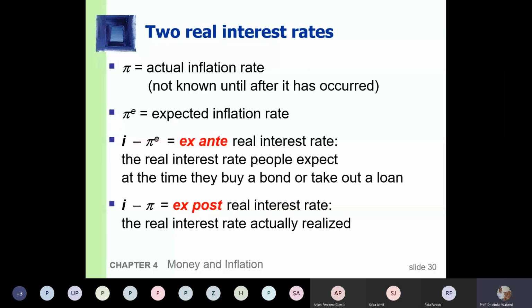When will both real interest rates be the same? When expected inflation rate and actual inflation rate are equal. Yes, excellent. When expected inflation equals actual inflation, our ex ante real interest rate would be the same as the ex post. But you know, it's very difficult for your expectations about the future to be exactly the same as what happens when it is realized.